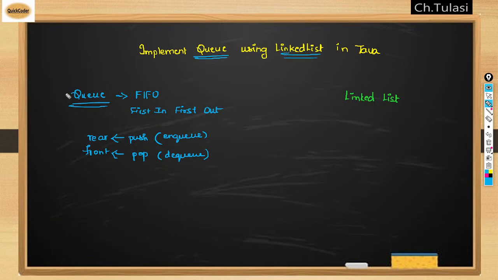So first of all, what is a queue? A queue is a data structure which stores a set of elements. It follows the FIFO mechanism. FIFO means first in, first out.